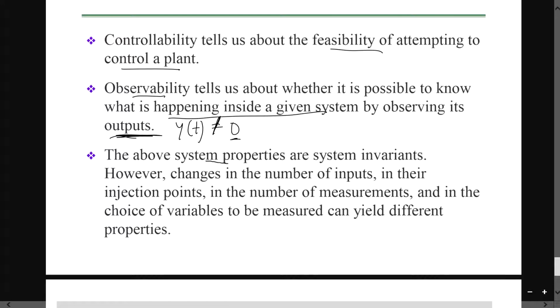And the system properties are system invariants, because we have proved to you that from A we can change it to A bar, based on certain transformation, and it doesn't change across certain systems.